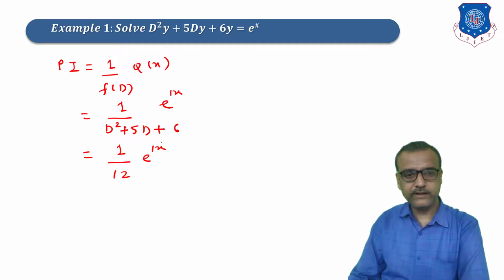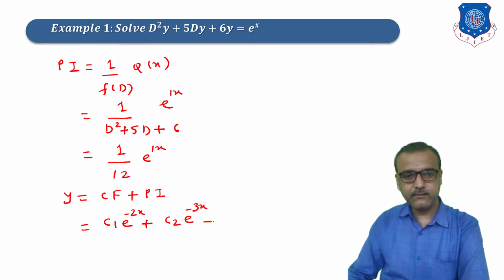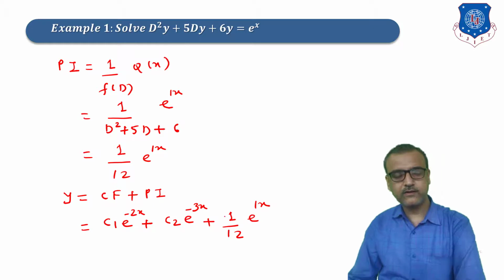So this is the particular integral and the general solution is y equals CF plus PI, and this is equal to C1 e raised to minus 2x plus C2 e raised to minus 3x plus PI, which is 1 over 12 e raised to 1x. So this is the required solution.